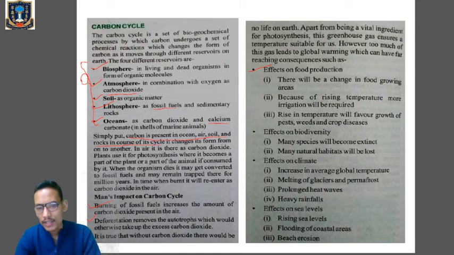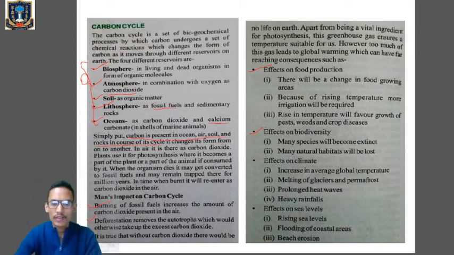So food growing areas will be changed. Because of rising temperature, more irrigation will be required. Rising temperature will favor the growth of pests, weeds, and crop diseases, that means unwanted plants. Number two, effect on biodiversity. Many species of plants and animals will become extinct, and many natural habitats of living organisms will be lost.